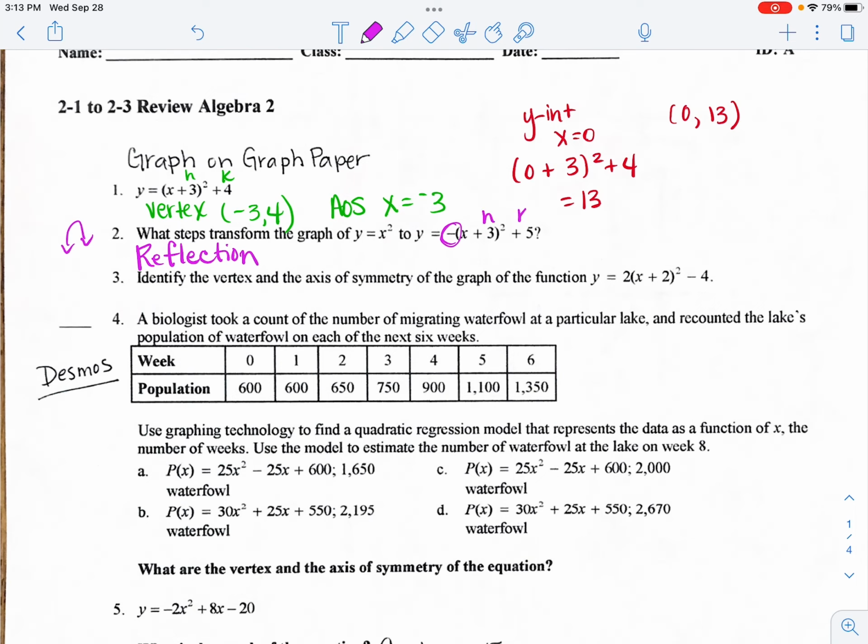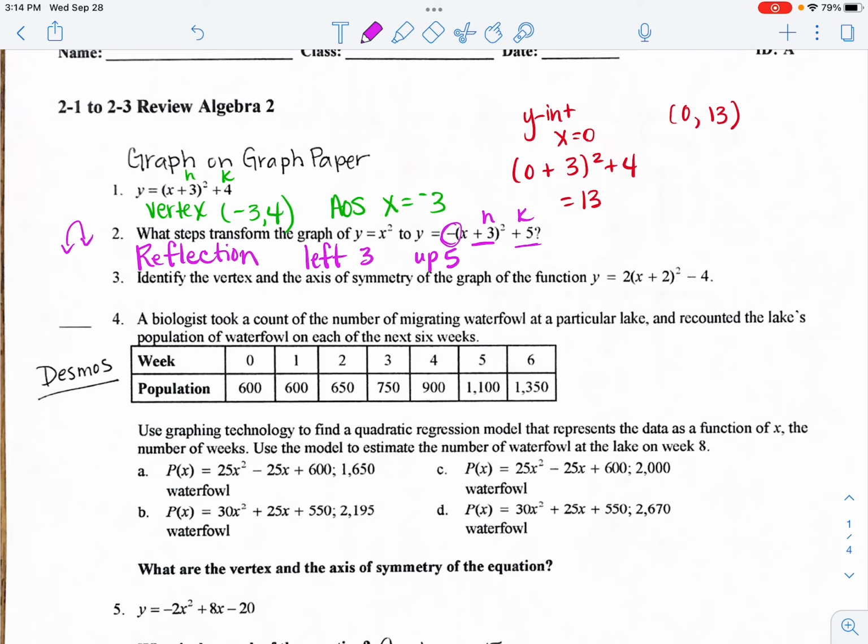Again, this is the H and this is the K. So I know this would actually be a negative 3, right? So it moves left 3. And then from this, we know it's going to go up 5. So those are the steps of transforming it. As it reflects, it moves left 3 and then up 5.